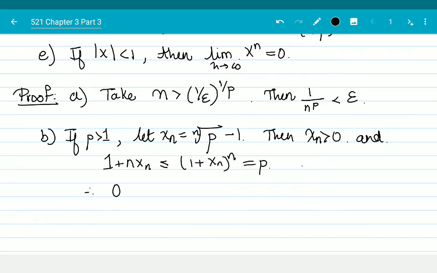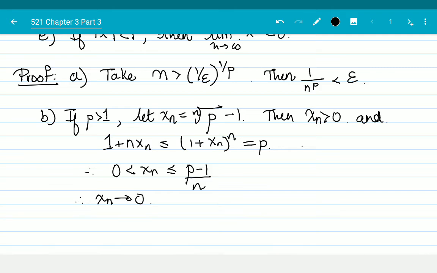Therefore, 0 is smaller than xn, which is smaller than or equal to (p minus 1) over n, which goes to 0. Therefore, xn goes to 0, which is to say the limit is 0. If p is equal to 1, then the result is trivial.